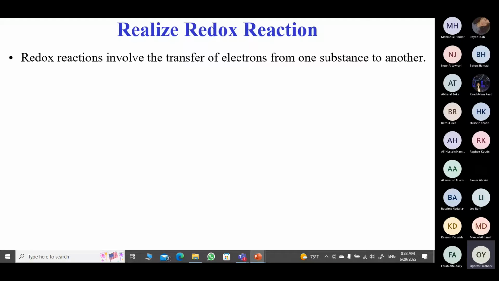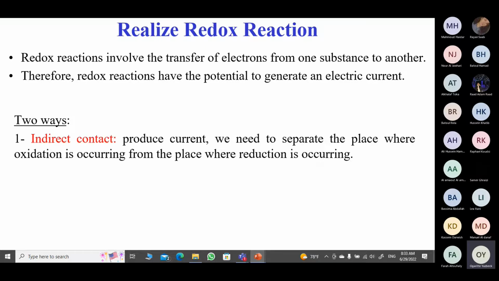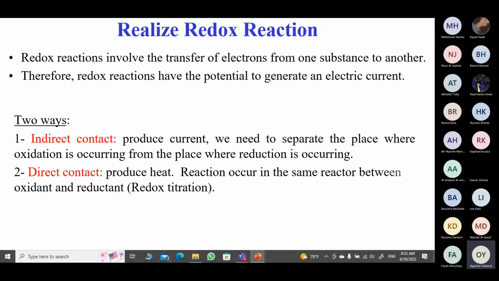A redox reaction involves, we said, the transfer of electrons from one substrate to another, and there's a potential by this motion to generate an electrical current. There's a direct and indirect way of generating such a current. Usually the indirect contact produces a current, but the direct contact will not produce a current, it will produce heat.